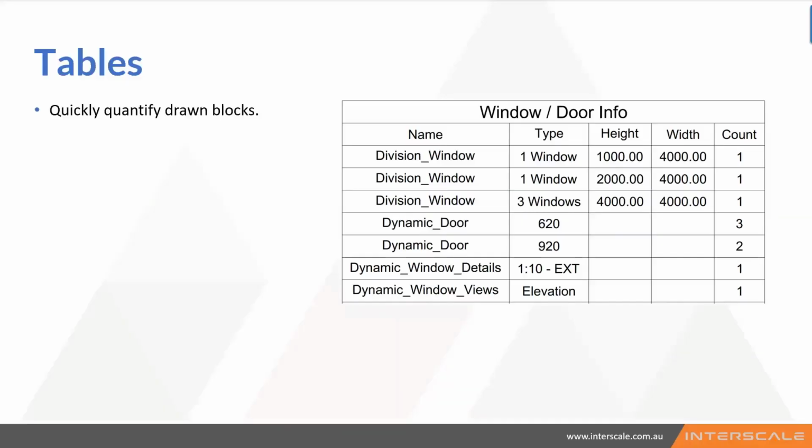Tables. So for tables, I like to use that. I can quickly check and quantify which blocks have been drawn. And then I can actually push and pull data to and from Excel, which I like to do as well, just because the tables in CAD are a little bit clunky. And then with the help of Excel, I can actually add costing to my drawings as well.